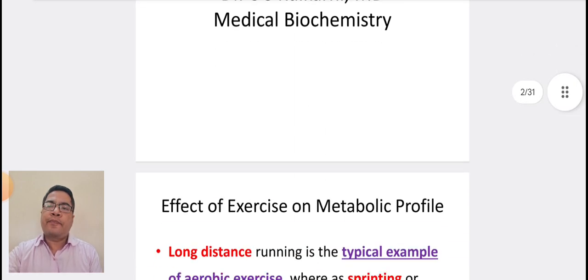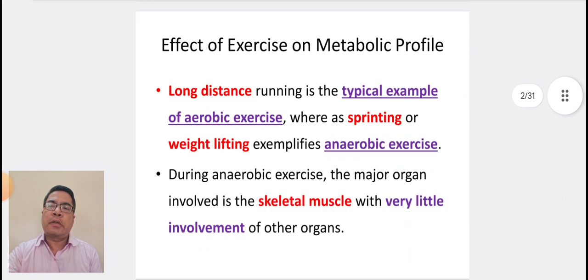Good morning, everyone. Let us start the topic. Effect of exercise on metabolic profile. Long distance running is the typical example of aerobic exercise, whereas sprinting or weightlifting exemplifies anaerobic exercise. During anaerobic exercise, the major organ involved is the skeletal muscle, with very little involvement of other organs.